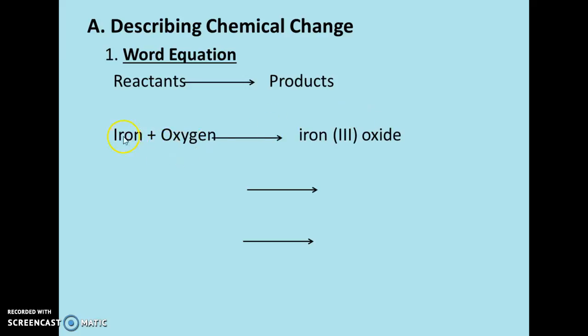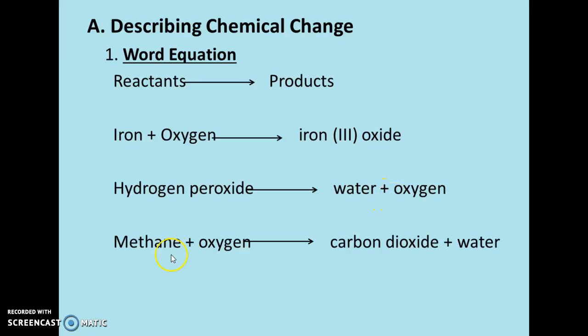An example of a word equation, we have iron plus oxygen yields iron oxide. Right? And another example, hydrogen peroxide yields water and oxygen, and then methane plus oxygen can yield carbon dioxide and water.